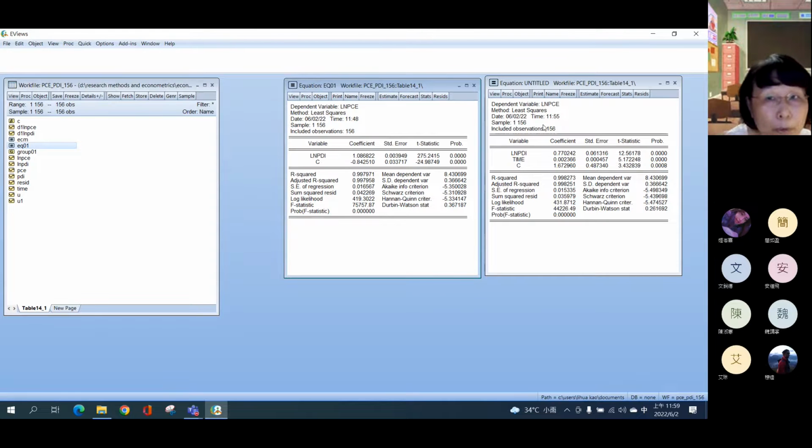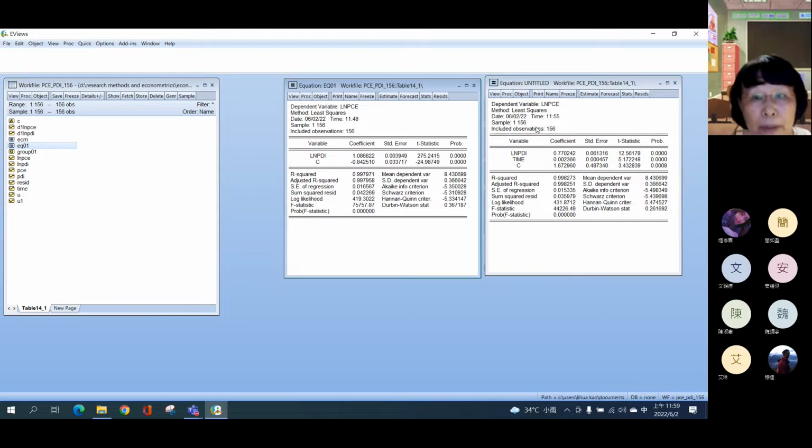if the original X variables and Y variables are non-stationary, after we consider their residuals, we test if the residuals turn out to be stationary, then we're saying that this regression is called a co-integration equation.